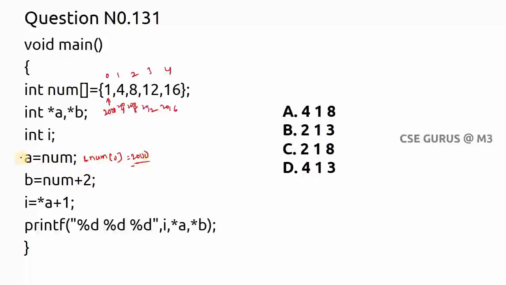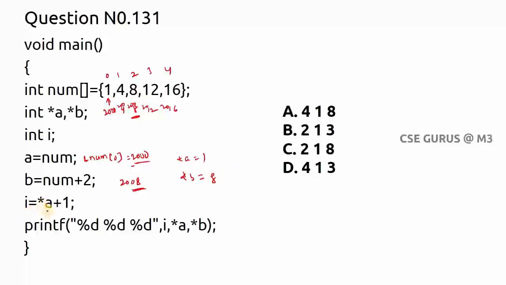And if I print pointer A, that means the value inside this address, which is 1. Now b equals num plus 2. What is num? It means address 2000 plus 2. It is not 2002; you need to consider plus 2 indices, so the address is 2008. So the b value in our example is 2008, it will take the address. In that address, if I ask what is pointer B, the value inside is 8.